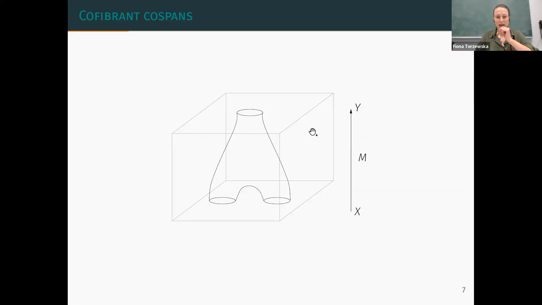We also could take a picture like this. This picture is supposed to be the unit box. And then embedded in the unit box, we have a copy of S1 on the top and two copies of S1 on the bottom, and then this embedded manifold. And I can obtain a cofibrant cospan just by taking the complement of this embedded manifold. So my X is the unit square minus two copies of S1. My Y is the unit square minus a copy of S1. And then M is the unit box minus this embedded manifold.